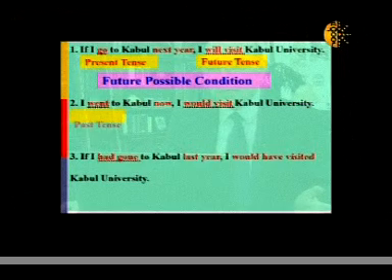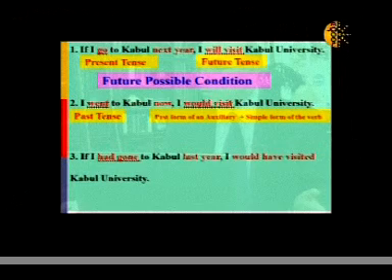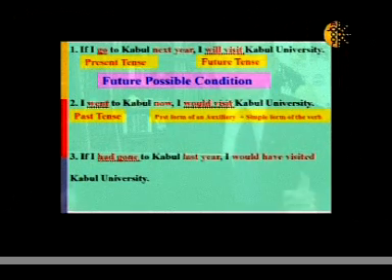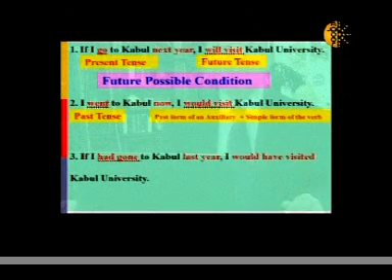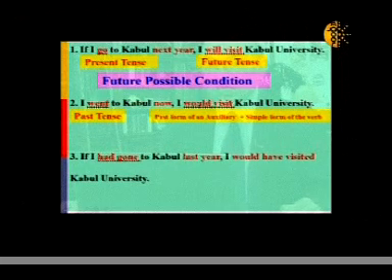Nothing is happening. You use past tense plus would with the simple form of the verb to show something which is impossible now. Again, you could switch the position of the if clause and the conditional clause. So you could say, I would visit Kabul University if I went to Kabul now. Again, if is missing here like it did last time.